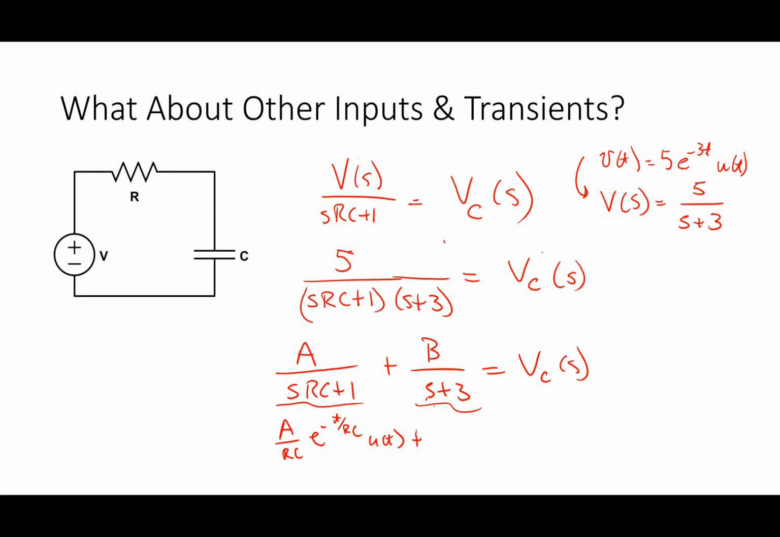And this guy would basically become B e to the negative 3t u of t, is equal to v sub C of t. Now, which one of those is the steady state, the particular? This is the steady state. This one here is the transient, the one with the RC in it. All right. So basically this approach allows us to solve for both steady state and transient, and it's a lot less work than differential equations typically. And it gives us the transient stuff.